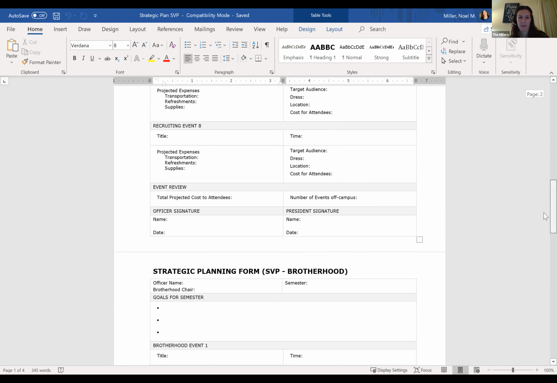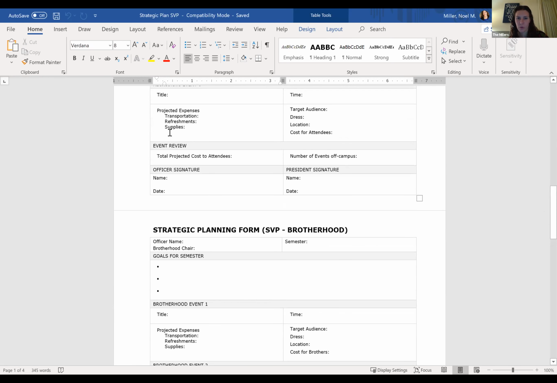And then at the bottom, it just asks you to think about, right, like what's your total projected cost if folks were to attend everything? What's the number of events that are off campus? Some of us have campuses where being off campus isn't a big deal. For others, being off campus is a struggle, just due to cars and whatnot. And then you as the officer sign this, and you give a copy to your president so that they can help you be successful, right? Because the president's job is to help you be successful and make sure that your strategic plan, your charter as an officer rolls up and supports the overall chapter expectations.